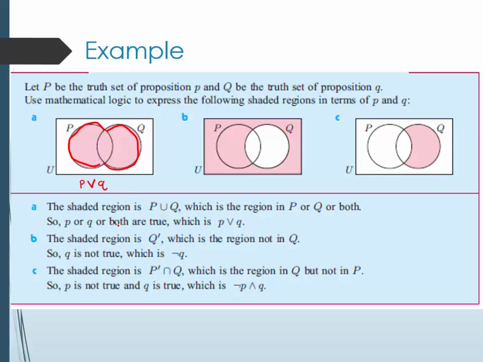Okay? The next one says we have this going on, which is the outside of, it looks like Q. It's the outside of Q, which would be considered the opposite of Q, which is negate Q. Okay? So the shaded region of Q prime, which is the region not Q, so Q is not true, therefore we have negate Q.